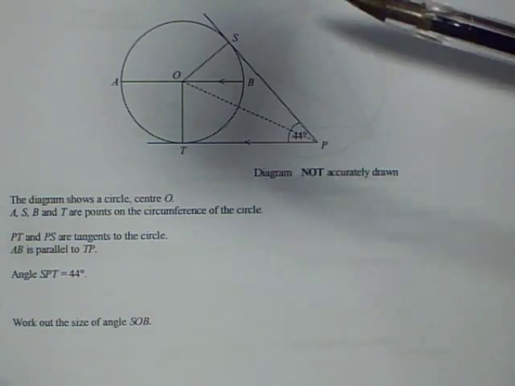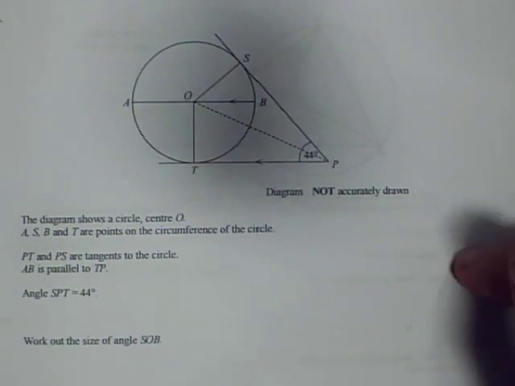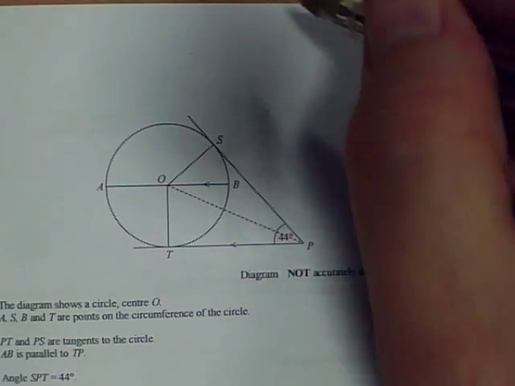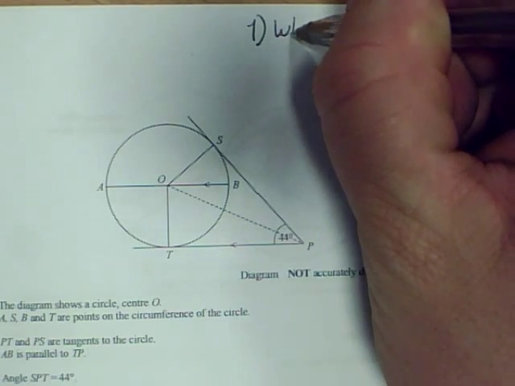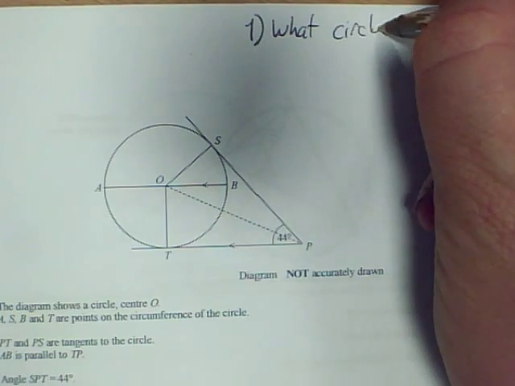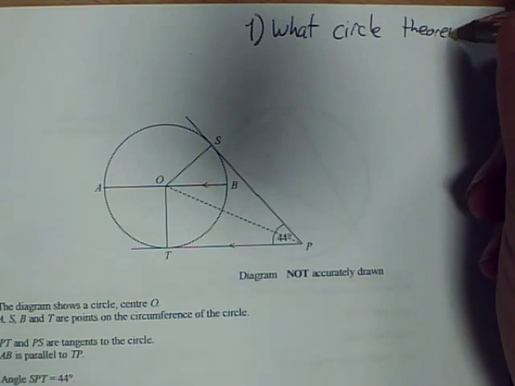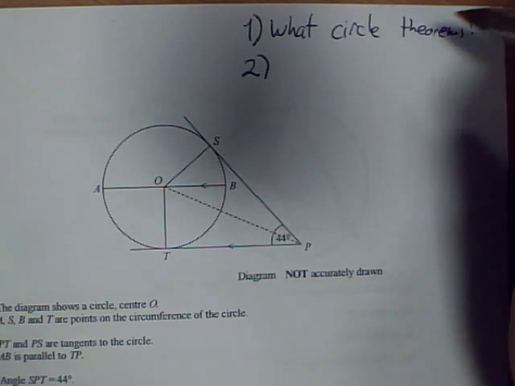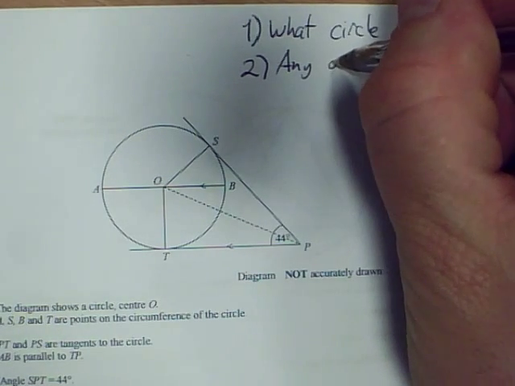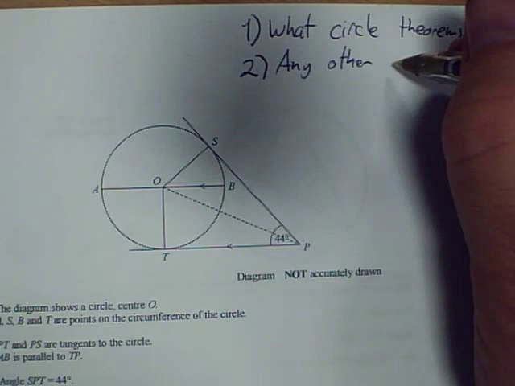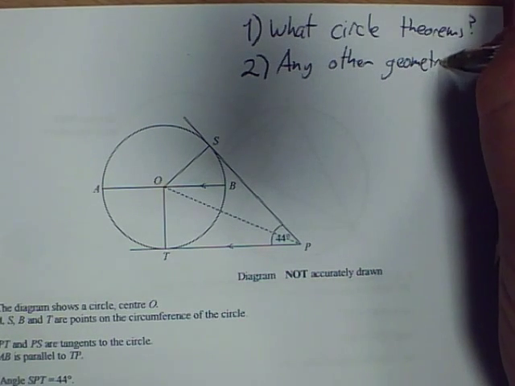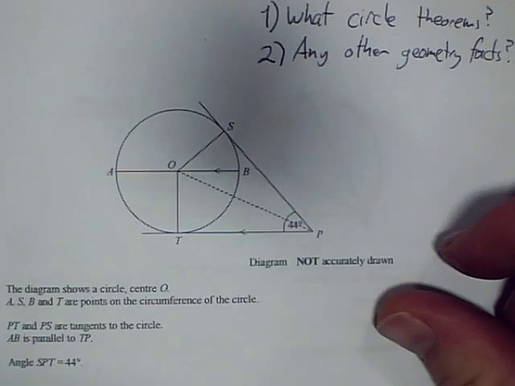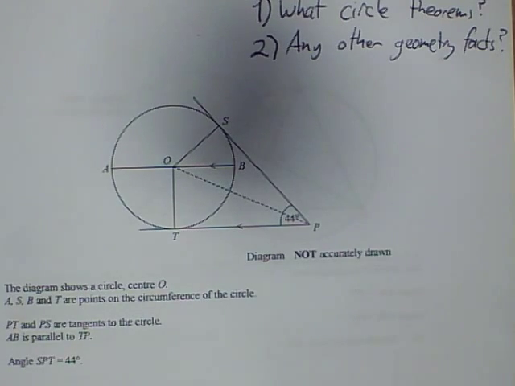When I'm looking at an exam question on circle theorems, the first thing running through my head is a little checklist. First, what circle theorems might I need to use? My second thing, which you could even write down, is any other geometrical information, so any other geometry facts I might need. And you can look for clues. It's a bit like being a detective working with circle theorems. Any other clues in this?